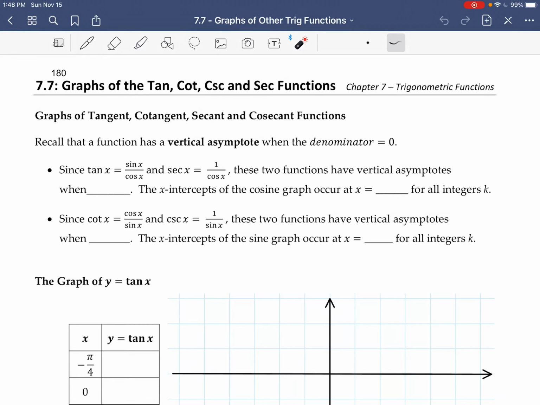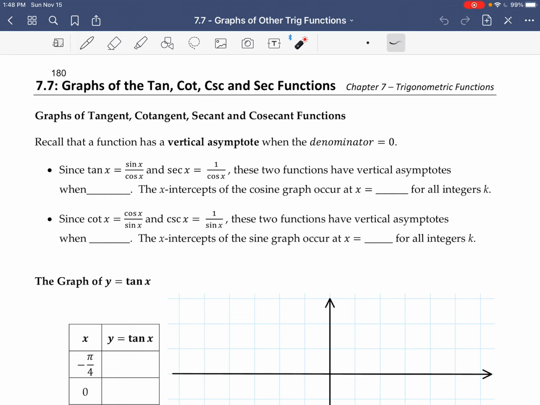In this video, we're going to look at the graphs of the tangent function, the cotangent function, cosecant, and secant. I'm going to do two of them in this video. So we're going to talk about the graph of tangent and also the graph of cosecant. And I'm going to leave cotan and secant for you, but they will be done in the subsequent video.